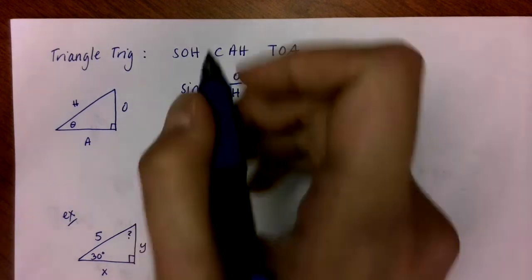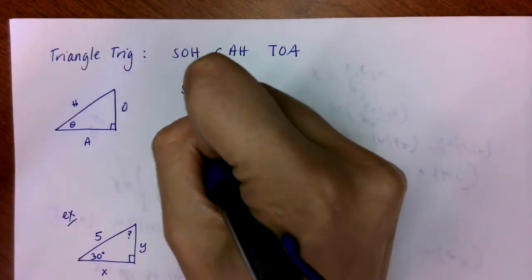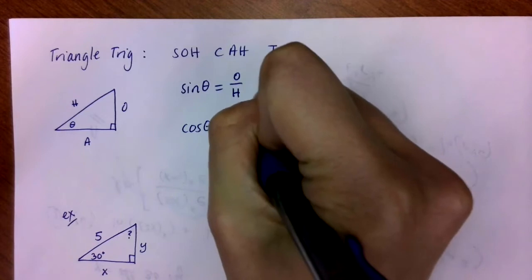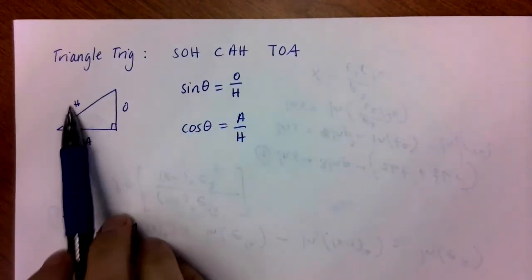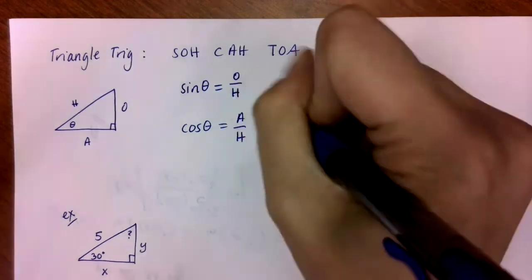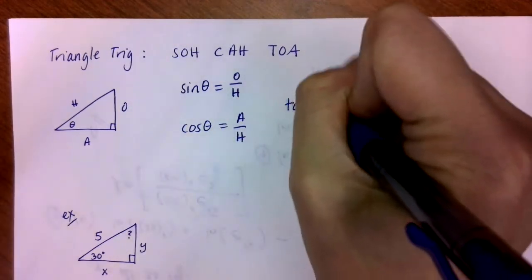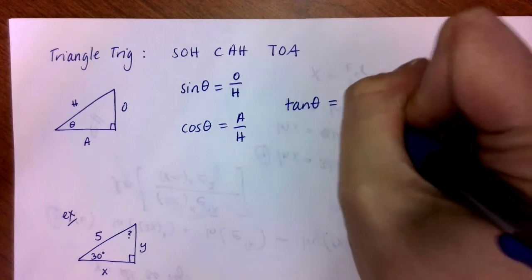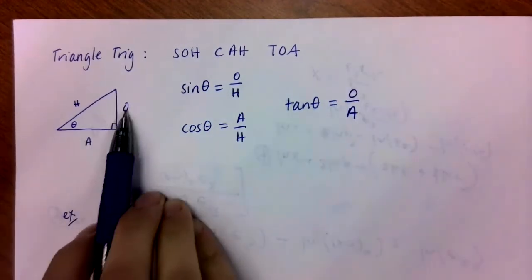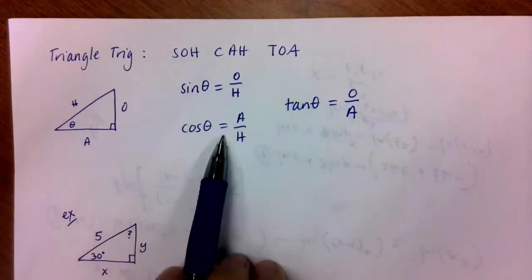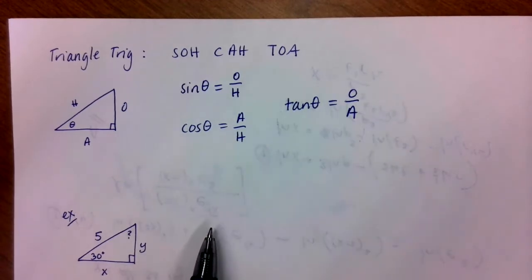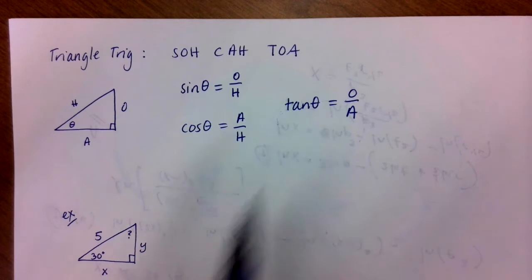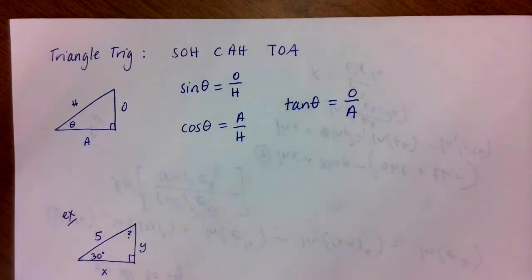CAH stands for cosine of theta equals A over H. Similar idea, but you have the adjacent side over the hypotenuse. And then TOA, of course, is telling us that the tangent of that angle is O over A, so it'll be the ratio of these two sides. These you would always expect to come out less than 1. This one would be less restricted.